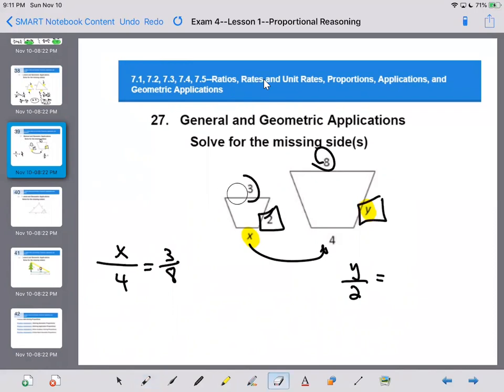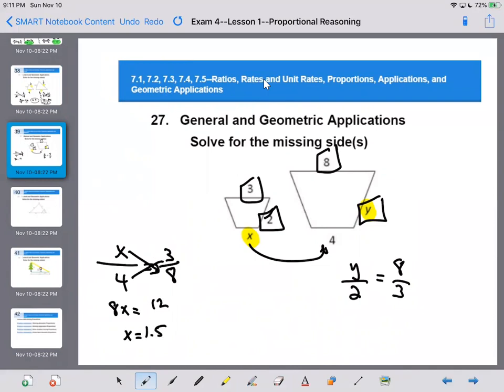But then I'm going to have to come back and do the same thing and compare 8 to 3. So 8 times x is 8x. 4 times 3 is 12. And so if I take 12 and divide it by 8, I'm going to get 1.5. Here, for y, 3 times y is equal to 16. And then if I'm solving for y, I'll take 16 and divide it by 3, and I'm going to get 5 and 3/10 repeating for y.